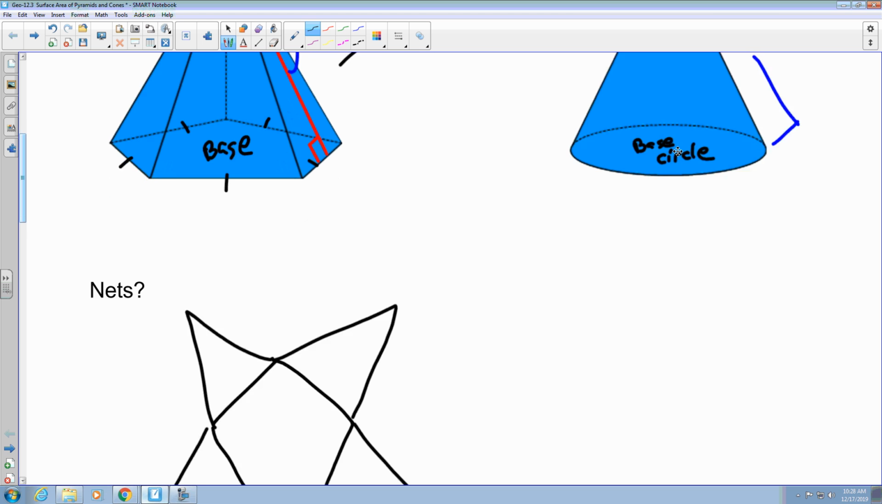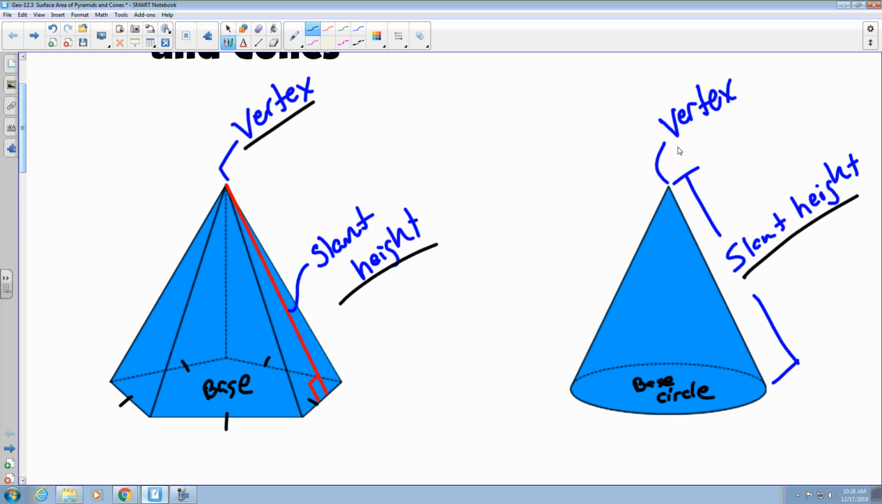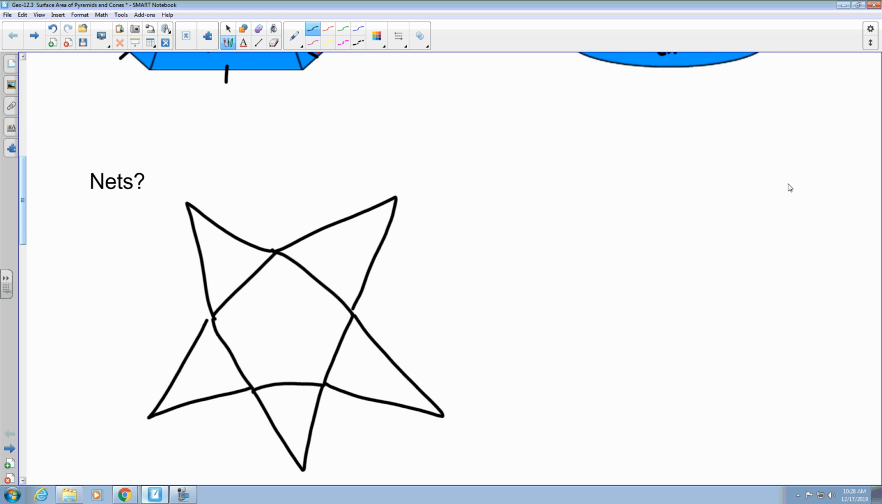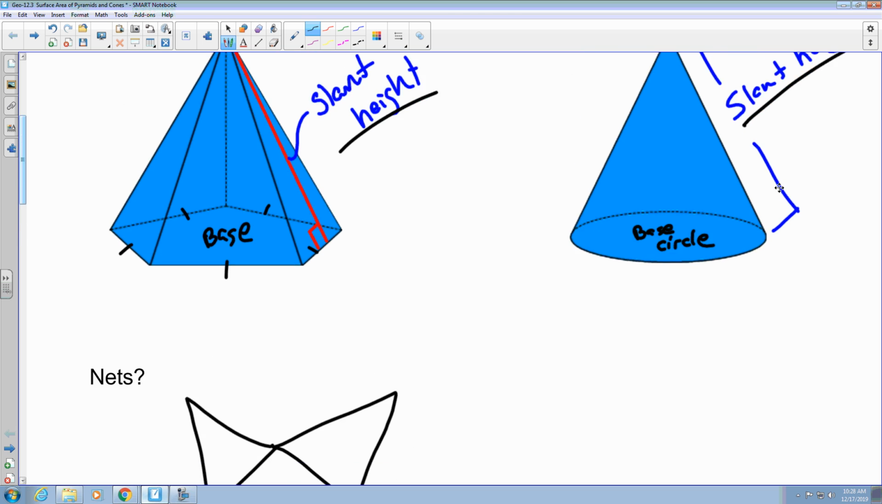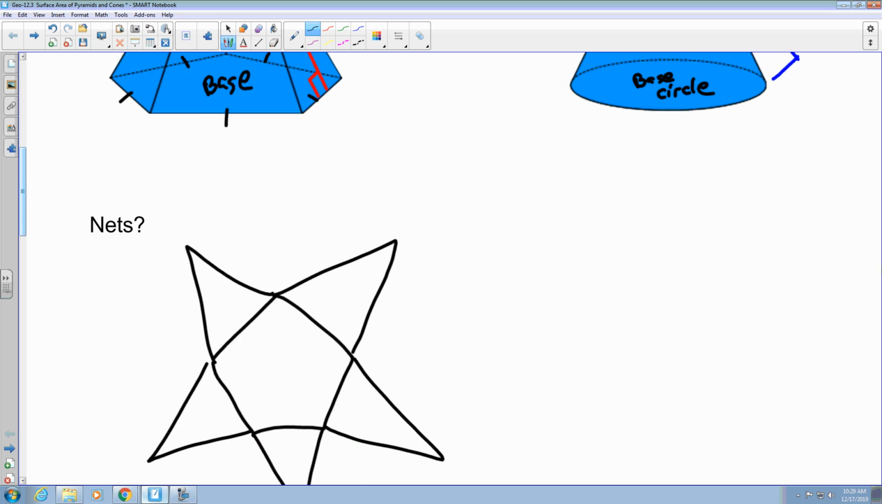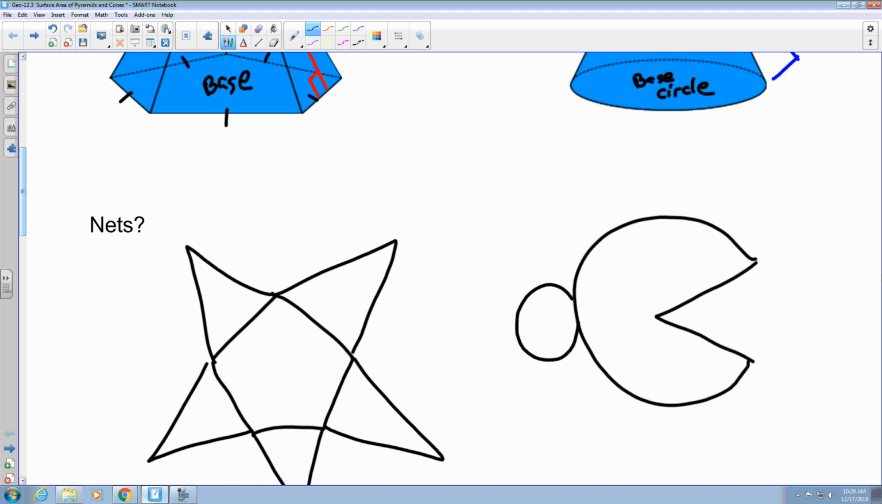If I look at trying to draw the net of a cone, a majority of you probably won't be able to look at it initially and say, okay, I could draw this. The hardest part is being able to draw the circular piece that gets attached to the vertex. So here's what it looks like. It basically looks like Pac-Man. You have this shape right here, and then you have a circle around here, and then the base of the circle is right here.